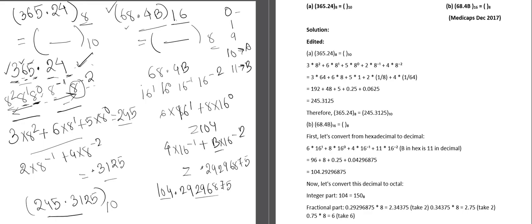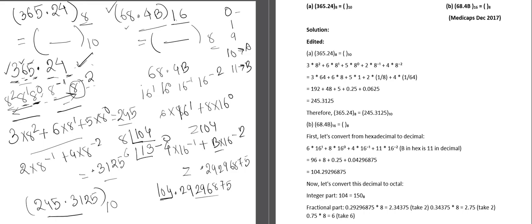Okay, the next process is converting this integer part and this fractional part into the octal number system. For the integer part 104, in order to convert it into octal, we divide 104 by 8, which is the radix of the octal number system, and we keep track of the remainder. So if we divide 104 by 8, 8 ones are 8, 8 thirteens are 104, and it has a remainder of 0.